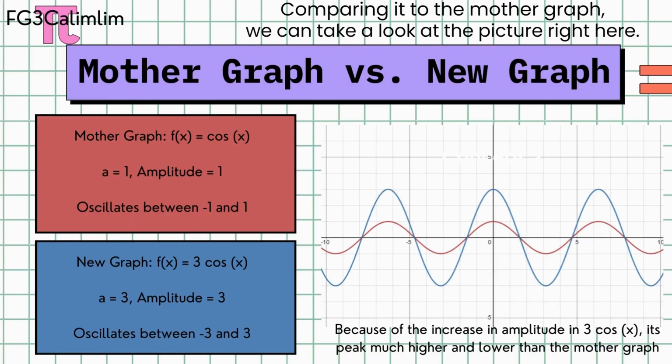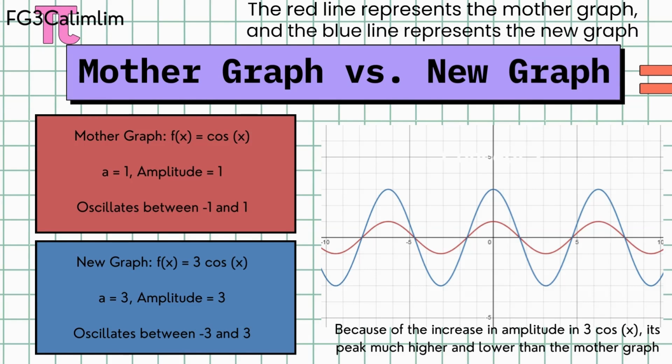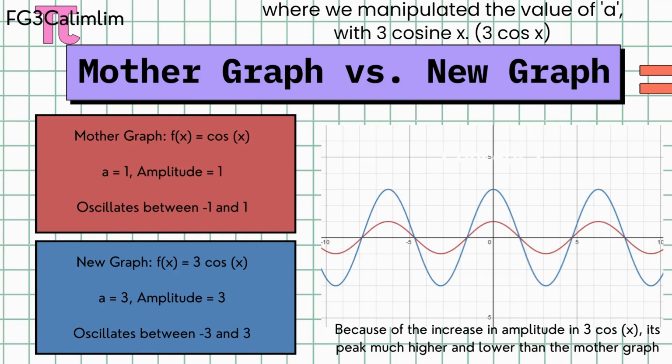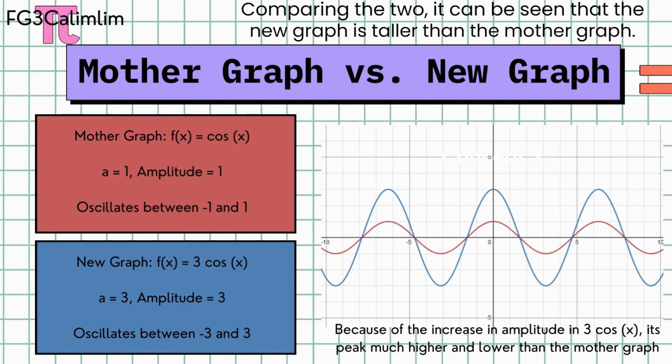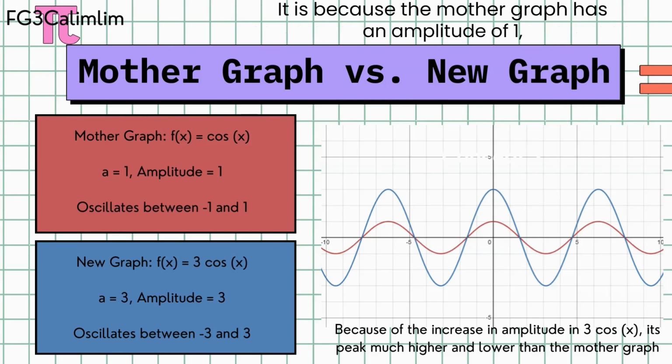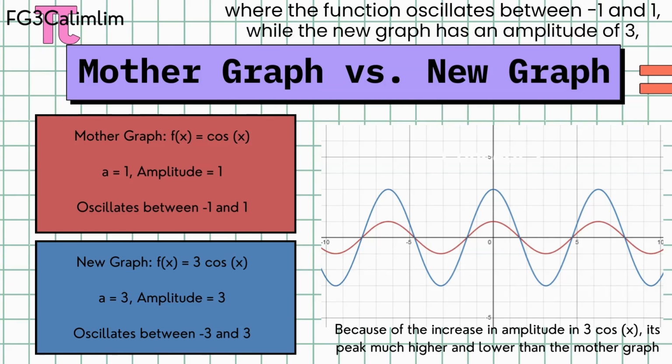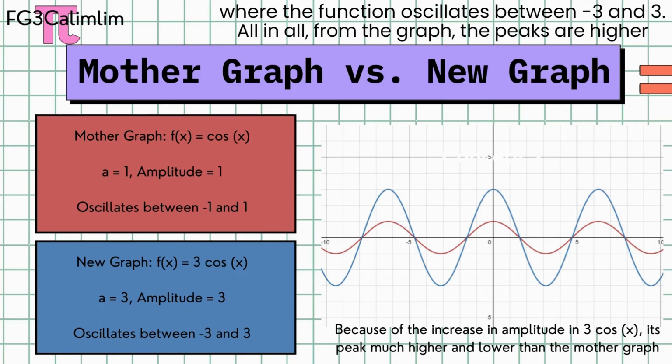3. Comparing it to the mother graph, we can take a look at the picture right here. The red line represents the mother graph and the blue line represents the new graph where we manipulated the value of a with 3 cosine x. Comparing the two, it can be seen that the new graph is taller than the mother graph. It is because the mother graph has an amplitude of 1 where the function oscillates between -1 and 1, while the new graph has an amplitude of 3 where the function oscillates between -3 and 3.